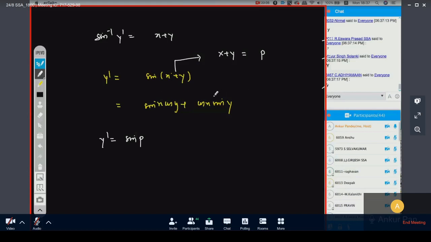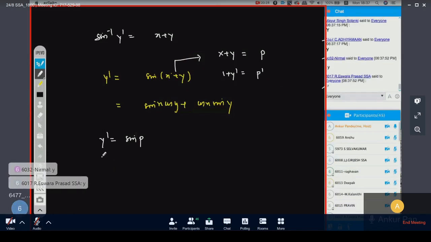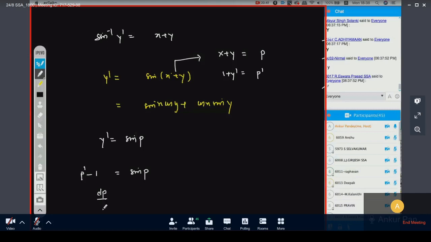Now see, when you do this, 1 plus y dash is equal to p dash. Yes or no? p dash is dp by dx. Yes, good. So when you put it here, y dash is p dash minus 1, so p dash minus 1 is equal to sine p. Clear? dp by dx is equal to 1 plus sine p. Got it?